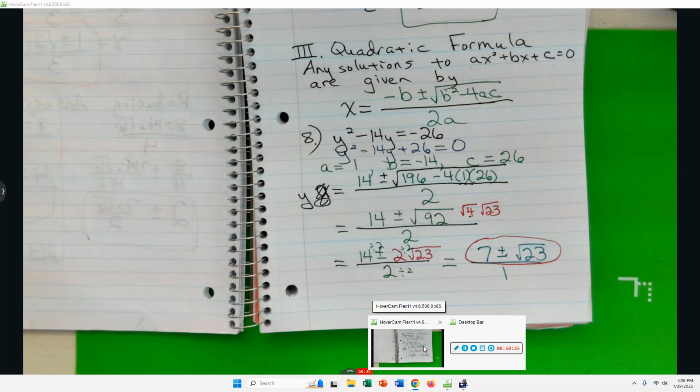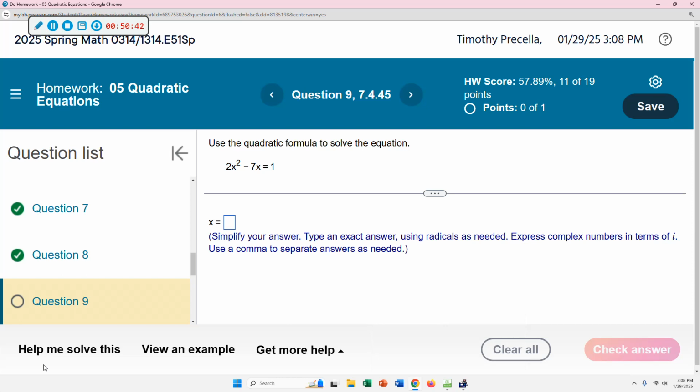We ready to do the next one? I think so. Any questions? Number 9. Is it in the standard form that we need it to be in, or are we going to have to move the stuff around? Let me write it down first. Okay, write it down. 2x squared minus 7x equals 1.